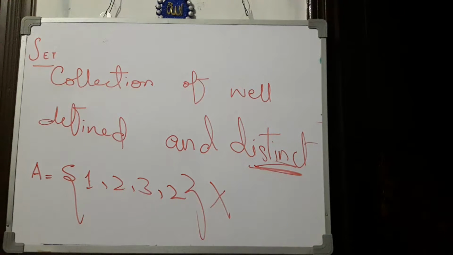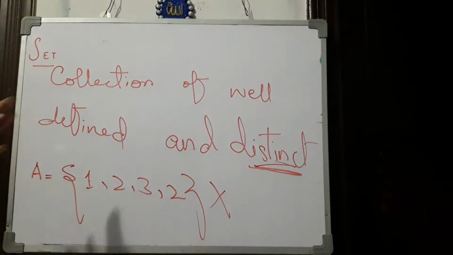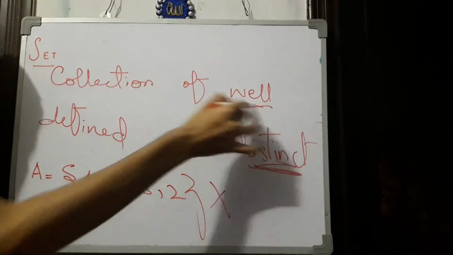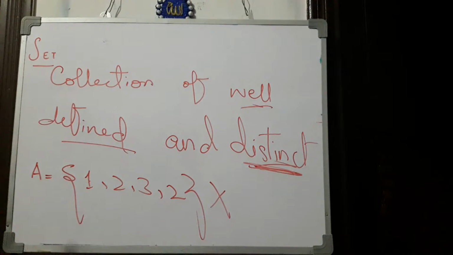So this was the definition of a set, that what we mean by a set in mathematics. The set is basically a collection of well-defined. By well-defined, we mean that the member which would be in the set would have some meaning. And by this word distinct, we mean that the elements cannot be repeated in the set.